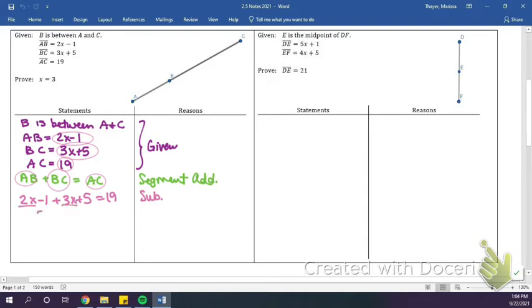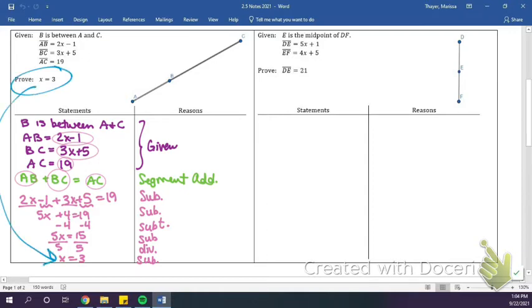From here, when I combine like terms, I get 5x plus 4 equals 19. Anytime you simplify, that's substitution. I will subtract 4 and get 5x equals 15. And then when I divide by 5, for division, I get x equals 3, which is substitution. Since that's what we were looking to get, we're all done.